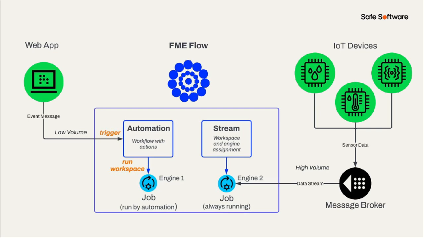On the left, we've got event messages coming in. This could be email, could be a file being uploaded to a directory. And these lower volume triggers are suited to automations. When a trigger comes in, a workspace comes up, runs the job, and processes the event.